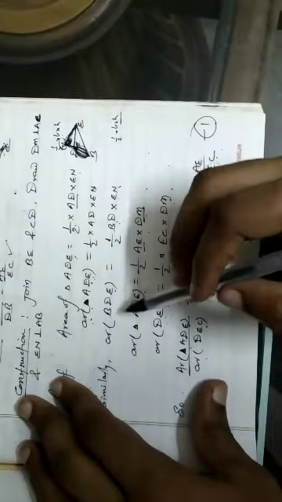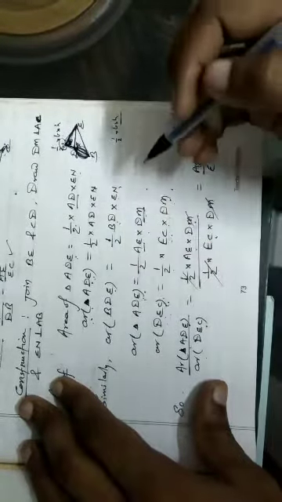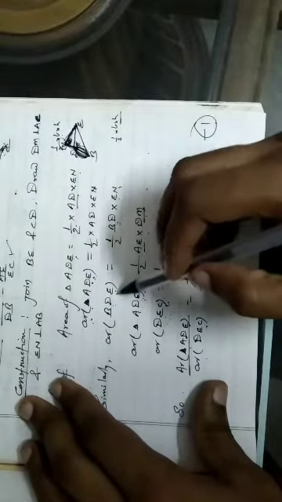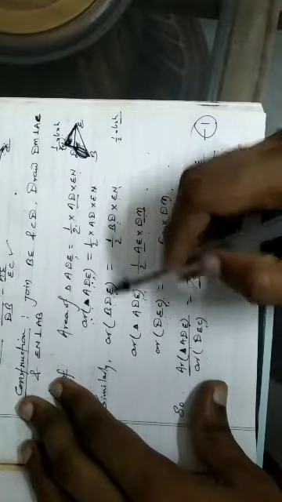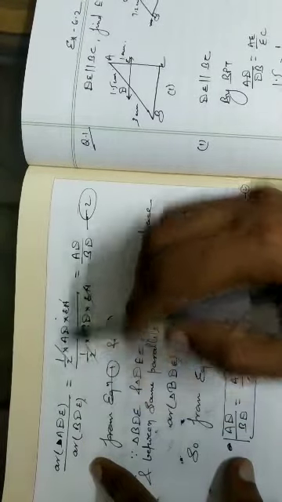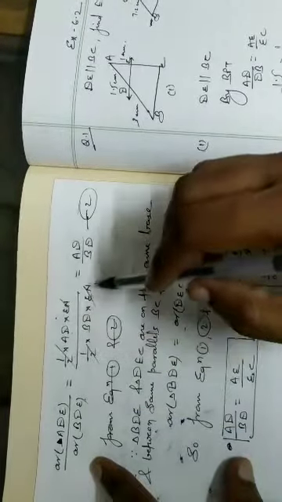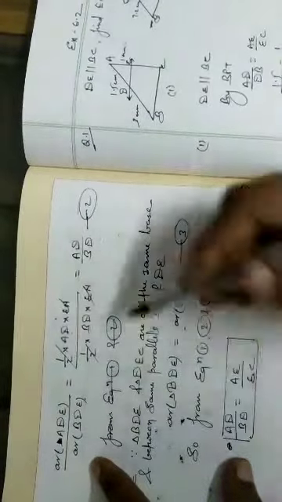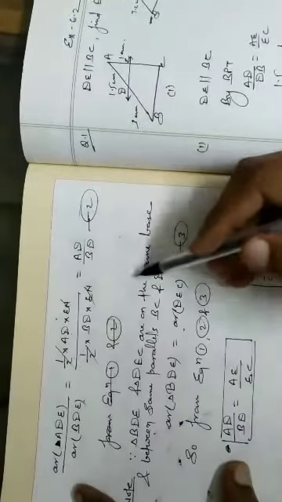This is equation 1. Now in the second step, I will divide the area of triangle ADE and the area of triangle BDE, this upon this. I am going to take it on the next page. Area of triangle ADE upon area of triangle BDE equals 1/2 base into height, 1/2 base into height. So when you cancel these, you get AD upon BD. This is equation 2. Fine.